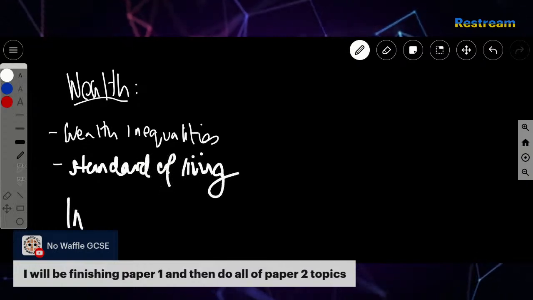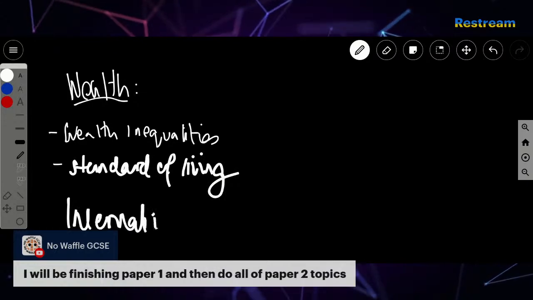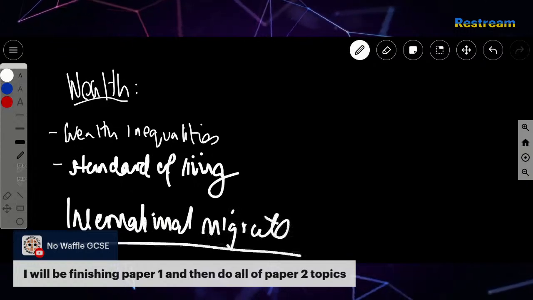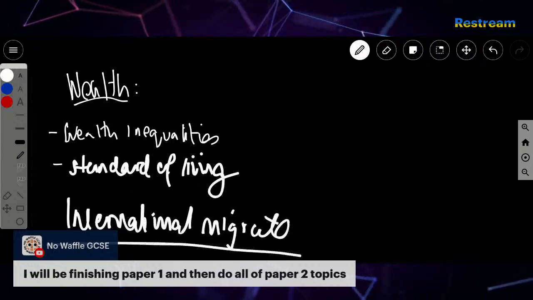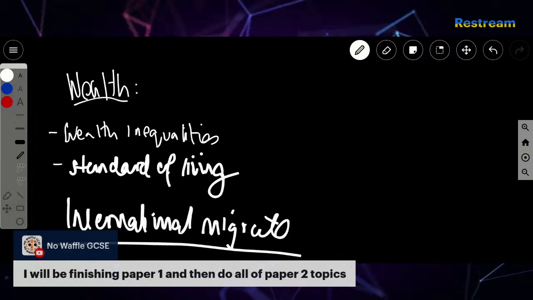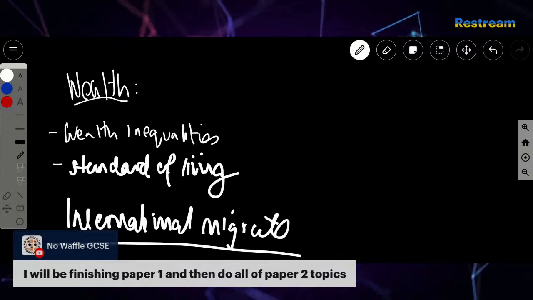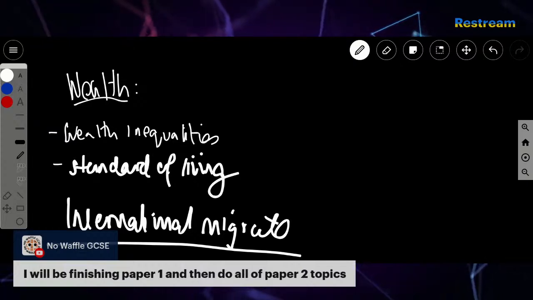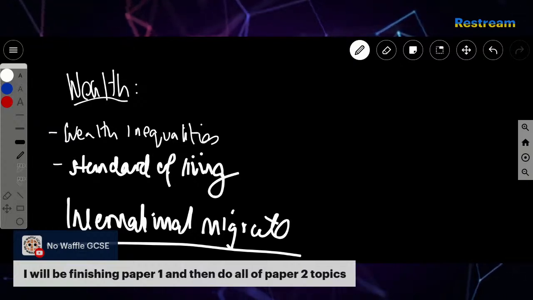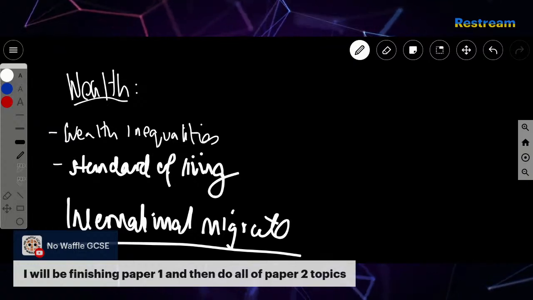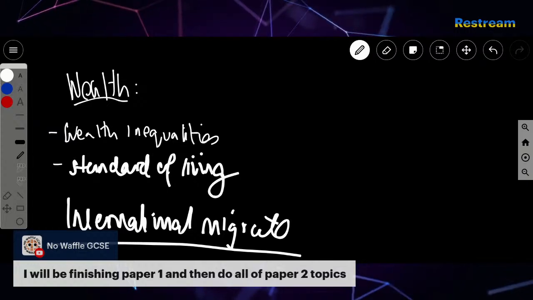Now let's talk about international migration. Because of uneven development and unequal opportunity, many people from LICs and NEEs move to high income countries to escape conflict or to work hard for a better quality of life. For example, over 130,000 people moved from Mexico to the USA legally each year, and thousands more enter illegally in search of better paid jobs and a higher quality of life.